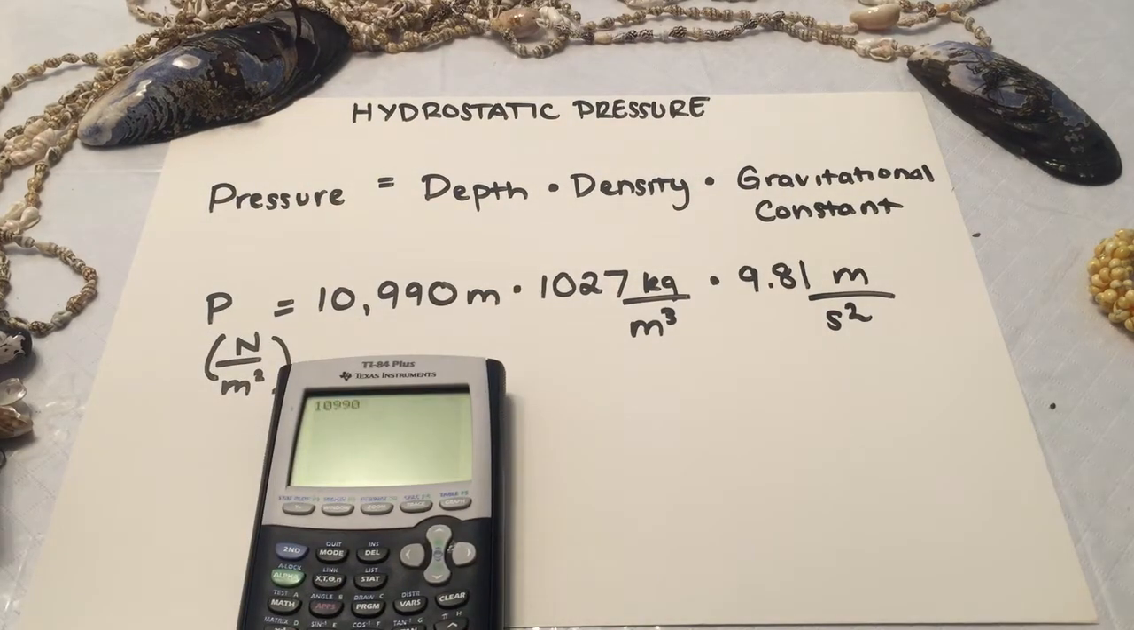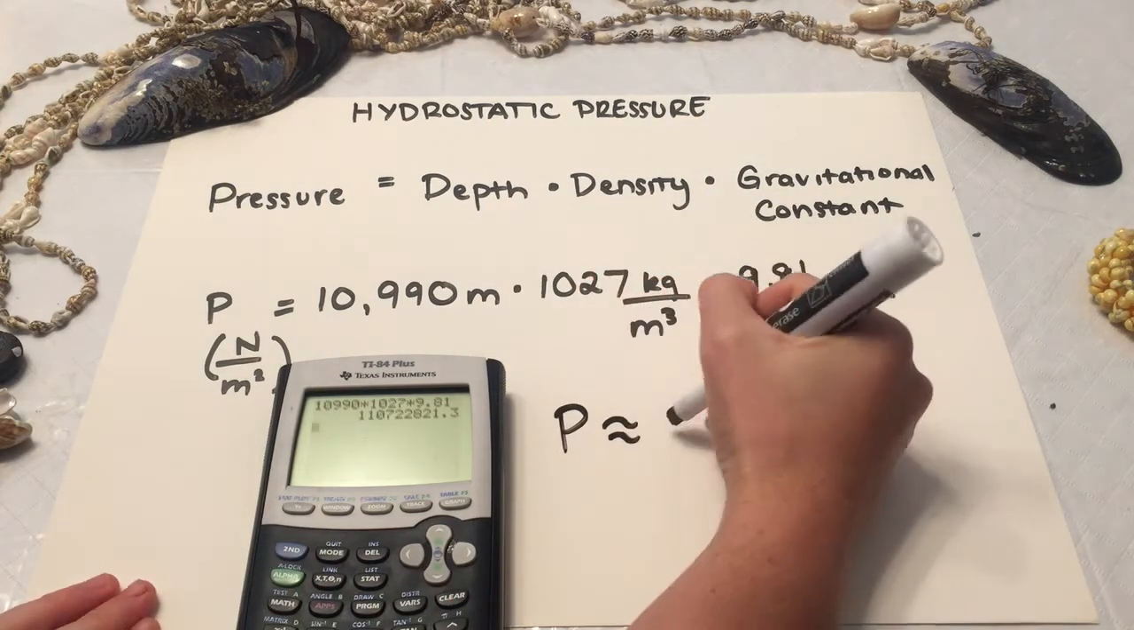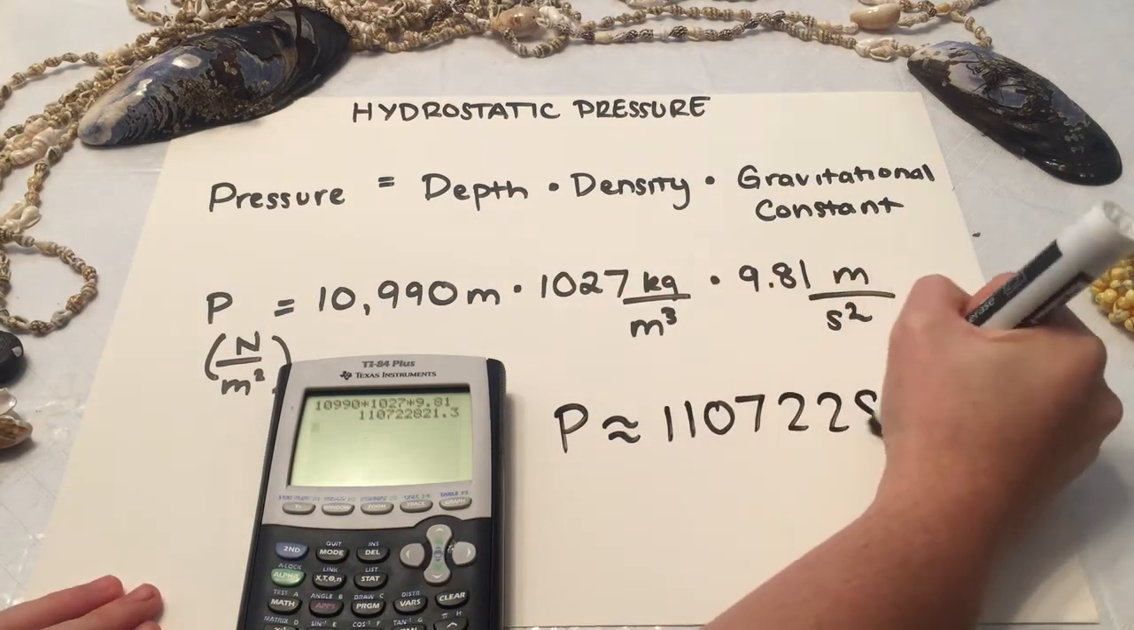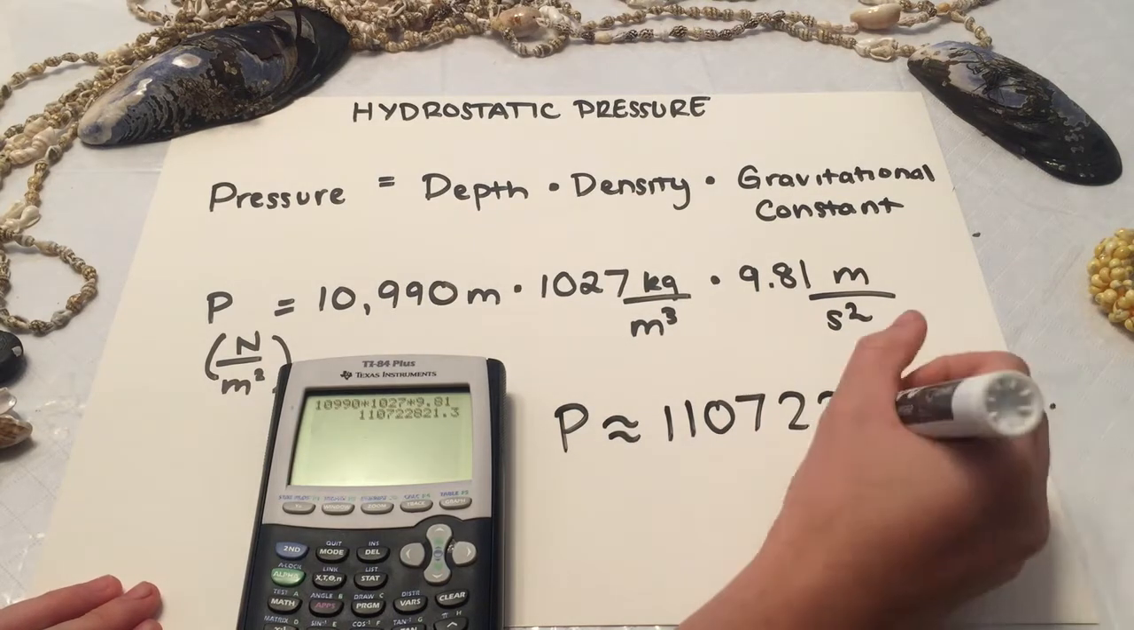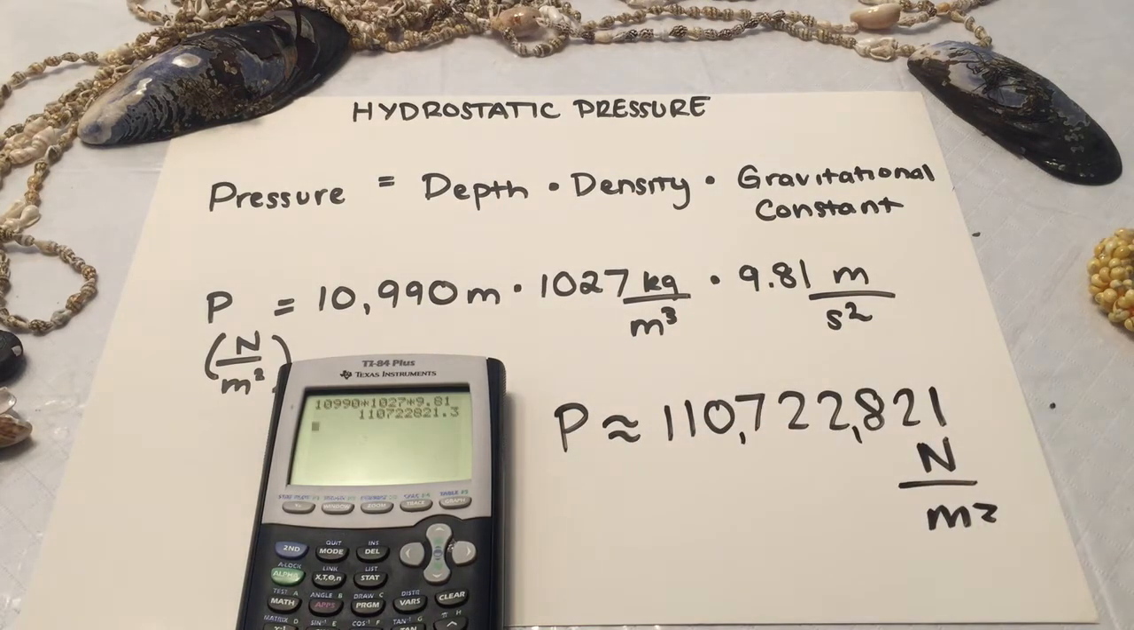The pressure at the bottom of Marianas Trench can be estimated to be about 110,722,821 newtons per meter squared. That is why deep sea exploration can be so dangerous.